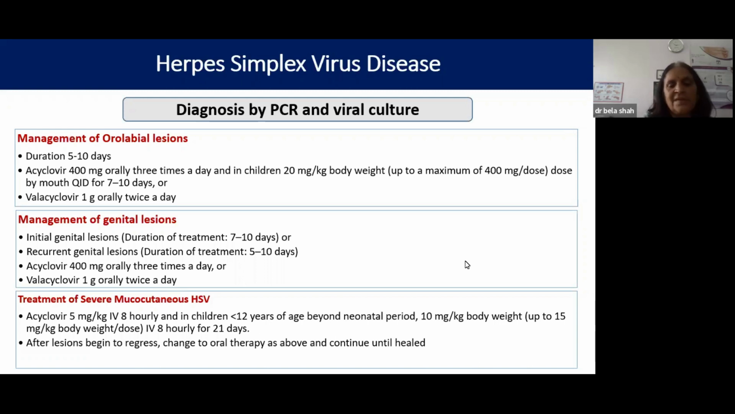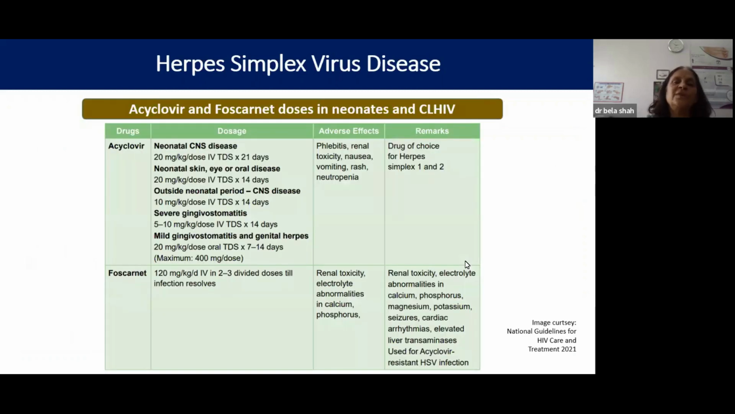After the lesions begin to regress, we can shift these patients to oral dose and we can continue for a longer period of time till all the lesions heal. So this is the dose of acyclovir in neonates and children.